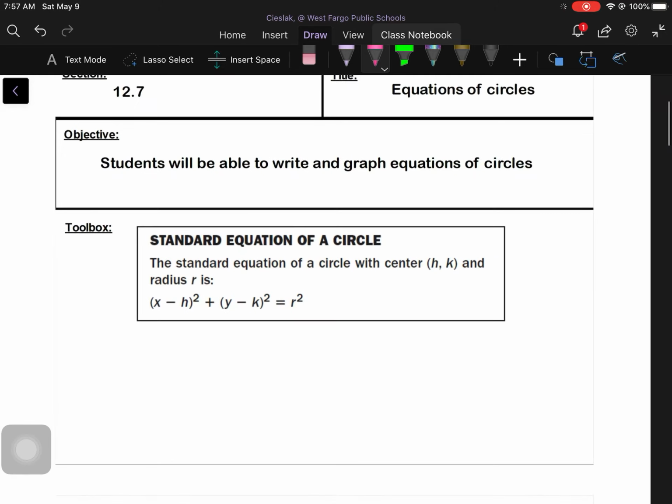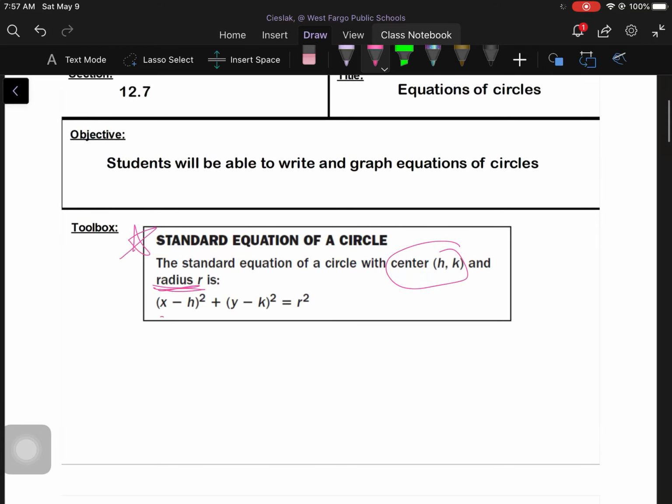So, key thing here is what is the standard form or standard equation of a circle. We say that a circle has a center of (h, k) and a radius of r. And the equation that we use to write circles is seen below. It's (x minus h) squared plus (y minus k) squared is equal to r squared.